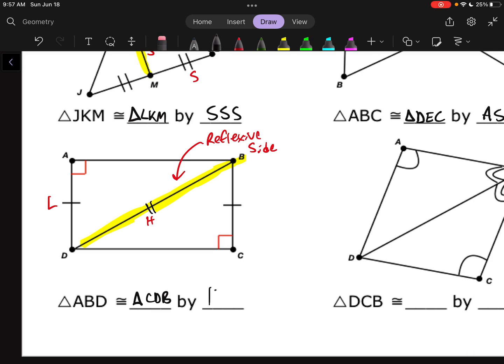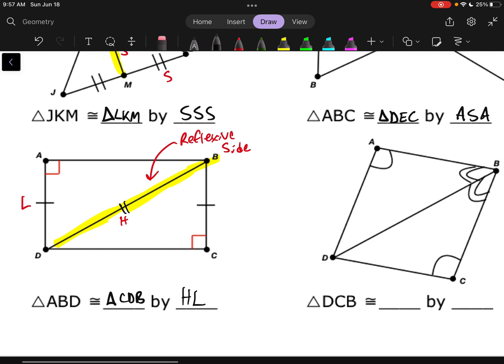HL is sometimes a tricky one. Just remember HL only works with right triangles. So if you got a right triangle, you should be thinking about HL. Not every right triangle is going to be HL. But it's a good one to remember.